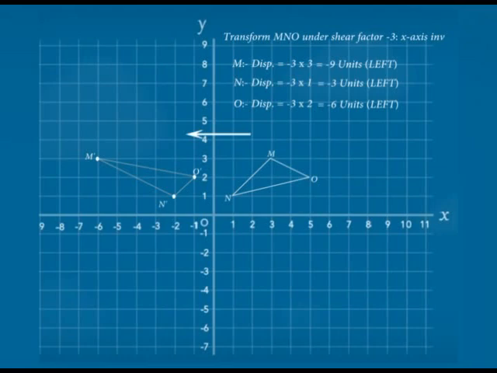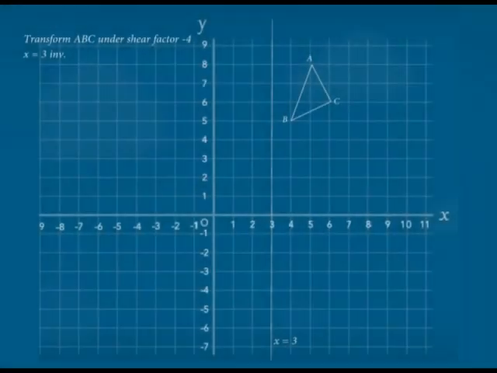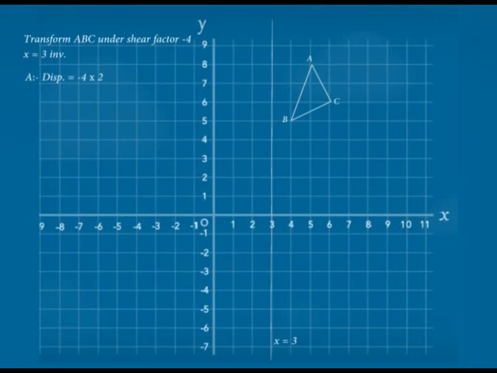Shear transformations parallel to the y-axis work in a similar manner. Consider triangle ABC to undergo a shear by shear factor -4 with the line x equals 3 being invariant. Point A. Perpendicular distance from the invariant line is 2 units. S is -4 and displacement is -4 times 2, which is -8. So we move 8 units downwards. A prime is here.